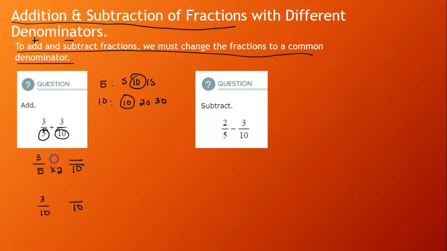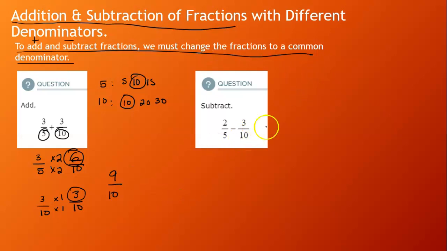5 times 2 made 10, so I need to do the same thing to the numerator. 3 times 2 becomes 6. This one doesn't change at all. 10 times 1 is just 10. 3 times 1 is 3. You don't need to write the times, you can if you want to. Now when we add, we just add our numerators. 6 plus 3 becomes 9, and we leave this as 9/10. You pause the video and try this one now.